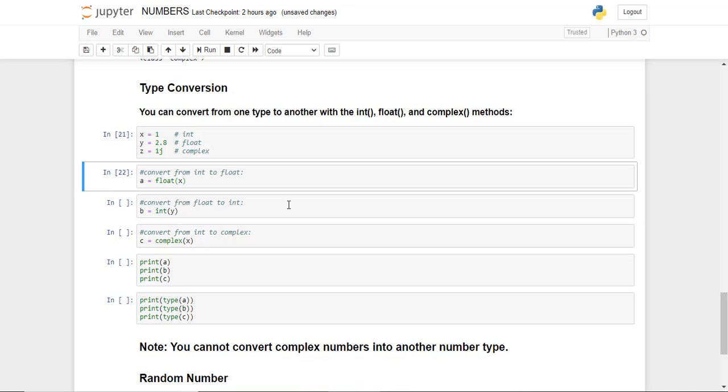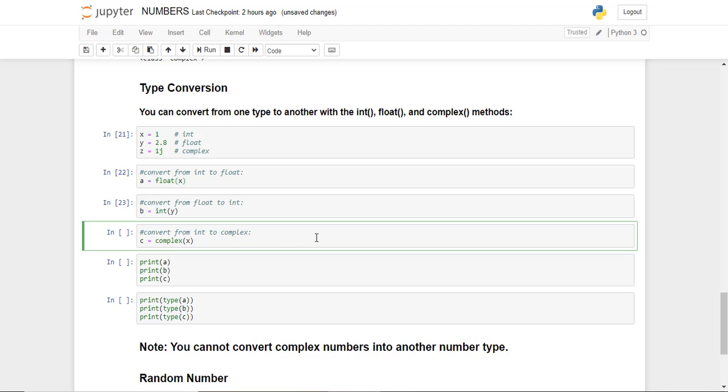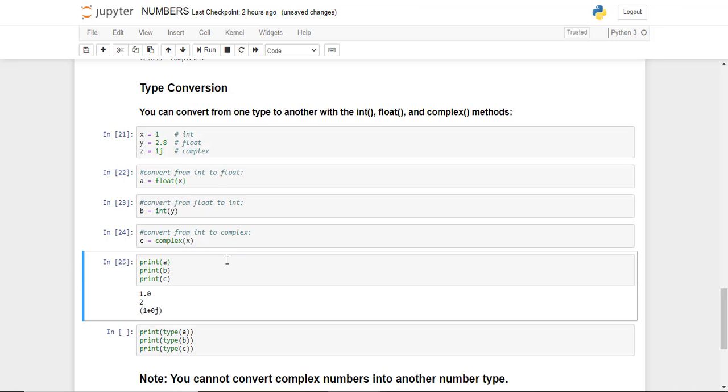First, let's also convert a floating point back to integer. So we're going to take y and convert it to an integer by passing it through int. Run this cell, and now we're going to convert an integer to a complex number like this. So these are the functions we use. Now let us print out these values and see what happens.